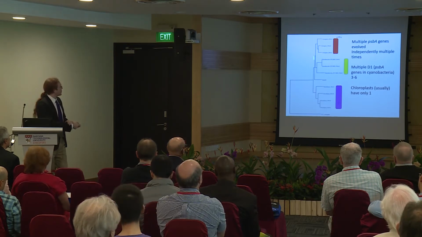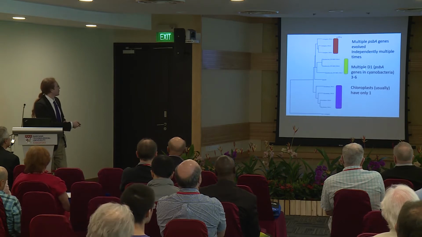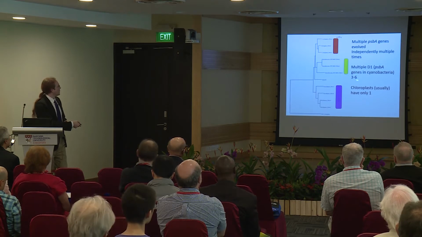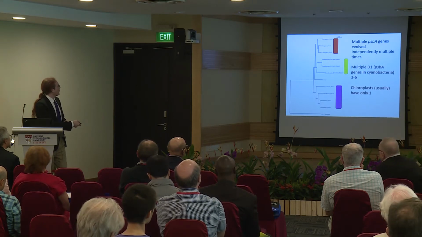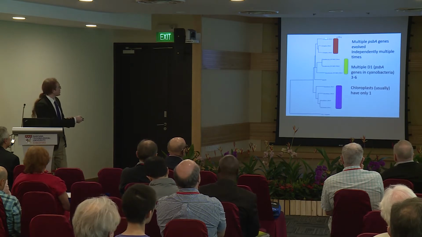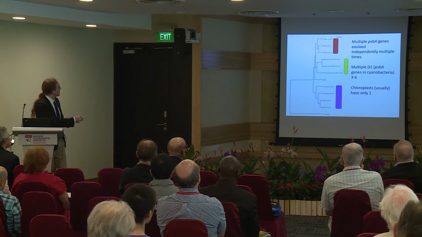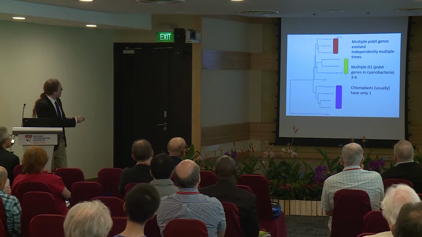Particularly if you look at cyanobacteria, they all have more than one D1 sequence. Almost all cyanobacteria have about 3 to 6 D1. This is the protein that binds the OEC. Chloroplasts get away with generally only one. Multiple psbA, which is D1, has evolved independently multiple times. For example, Thermosynechococcus elongatus has 3 D1 genes. Synechocystis has 3 D1, and they branch within Synechocystis and within elongatus.